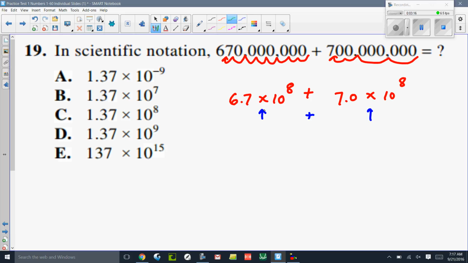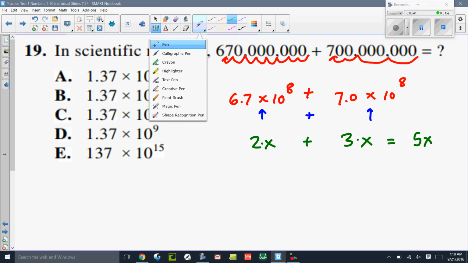Oftentimes on the ACT or in math in general, when we forget rules about scientific notation specifically, I like to come back to another numerical example. If I take 2x, which is 2 times x, kind of like 6.7 times 10 to the 8th, and I add it to another 3x, which is maybe like 7 times 10 to the 8th. Notice again here we're multiplying here and here, as well as here and here. If I asked you to do this, everybody could tell me that this was equal to 5x.